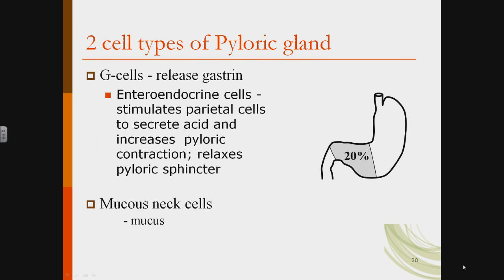In the antrum, we see two types of glands, or two cell types in the pyloric gland. This is all in the antrum. We see mucous neck cells again, and we also see G cells. They release gastrin. G cells are enteroendocrine cells. And the gastrin, when it's dumped into the bloodstream, will in turn stimulate parietal cells in the gastric glands to secrete even more acid. And this also will increase pyloric contraction. It will also cause relaxation of the pyloric sphincter. As a result, we get more gastric emptying and more acid production.